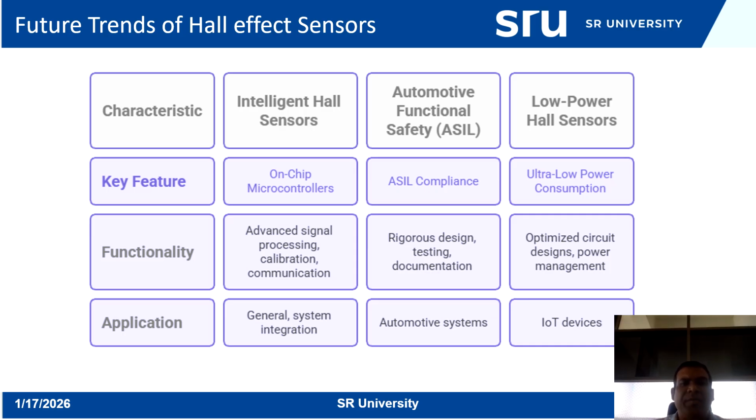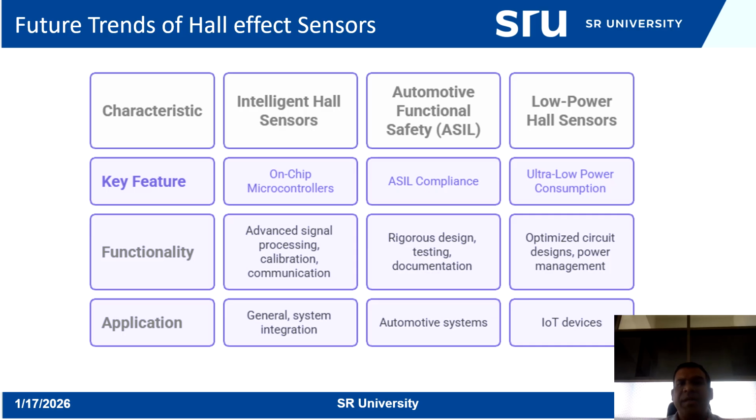Then next one is automotive functional safety, ASIL. As automotive systems become increasingly complex, functional safety becomes a critical concern. Hall effect sensors used in automotive applications must comply with stringent safety standards such as ISO 26262, which defines the Automotive Safety Integrity Level, that is ASIL. Compliance requires rigorous design, testing, and documentation processes to ensure that the sensor can reliably detect and respond to potential hazards.